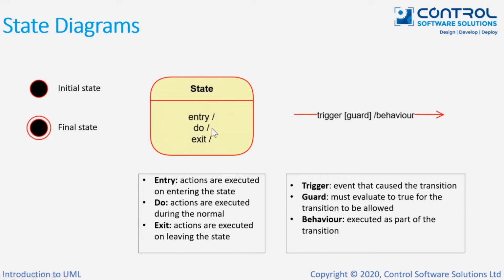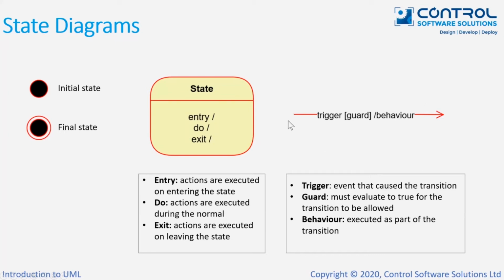Then we can define do actions. So do actions is what it does during its normal lifetime in that state, the thing that it does, its primary job. We can then also define exit actions. So these are the jobs that it does as it leaves the state. These are all part of the state: entry, do, and exit, and we can define these as we need.